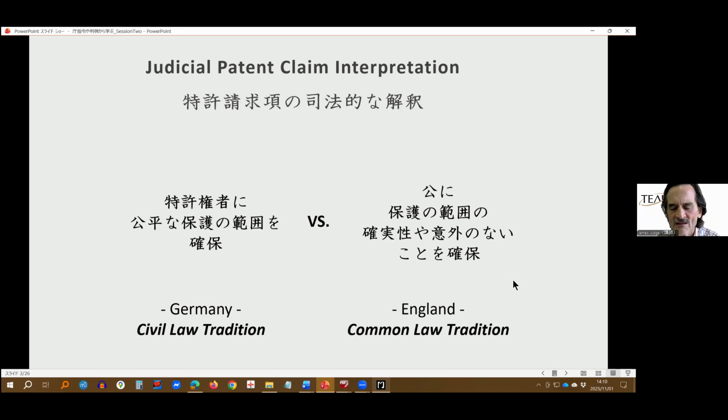Whereas in a common law country, like in common law jurisdictions, we say England and America, it says the focus is on ensuring certainty and that there is nothing unexpected about the scope of protection. So the idea is more that the claims are already a right of the patent applicant, and then the goal of prosecution is to make sure that the scope is clear.